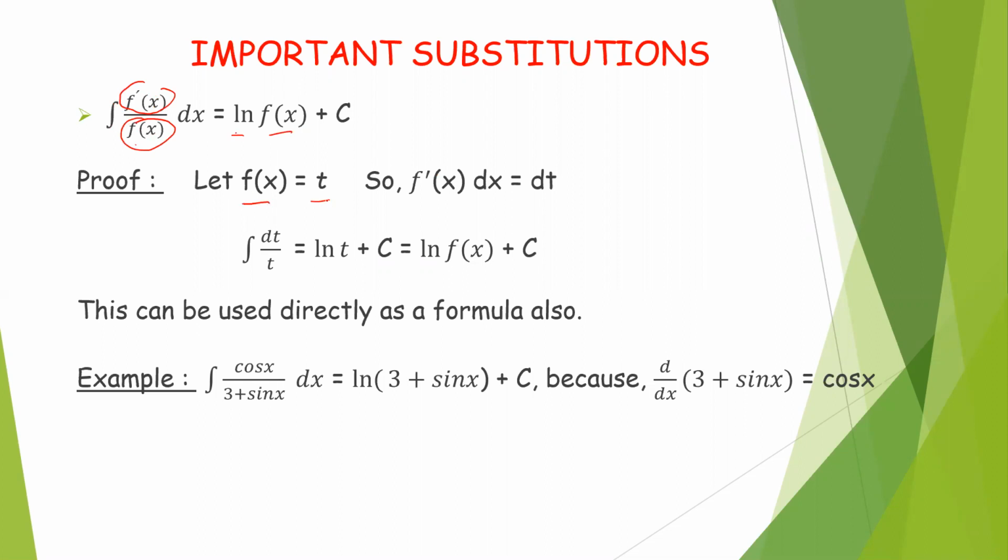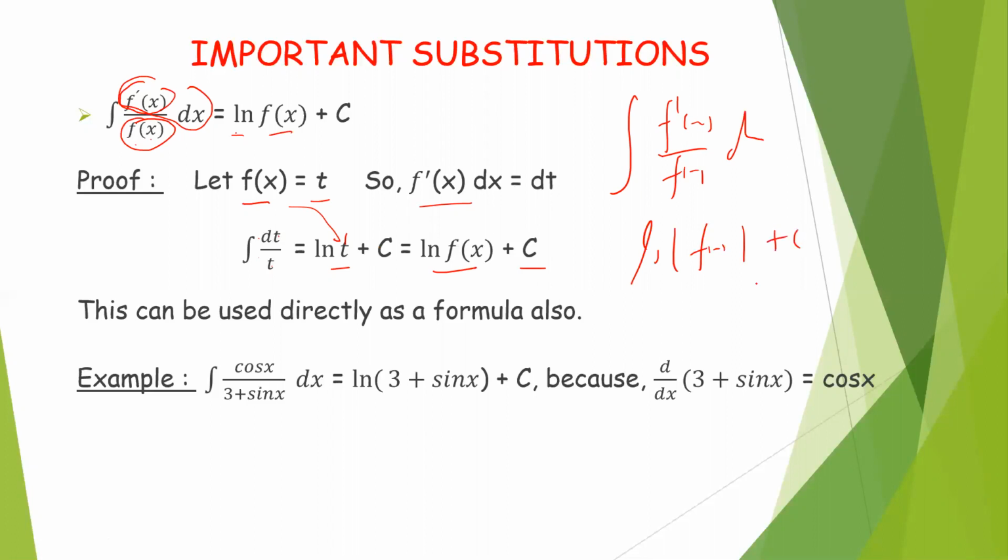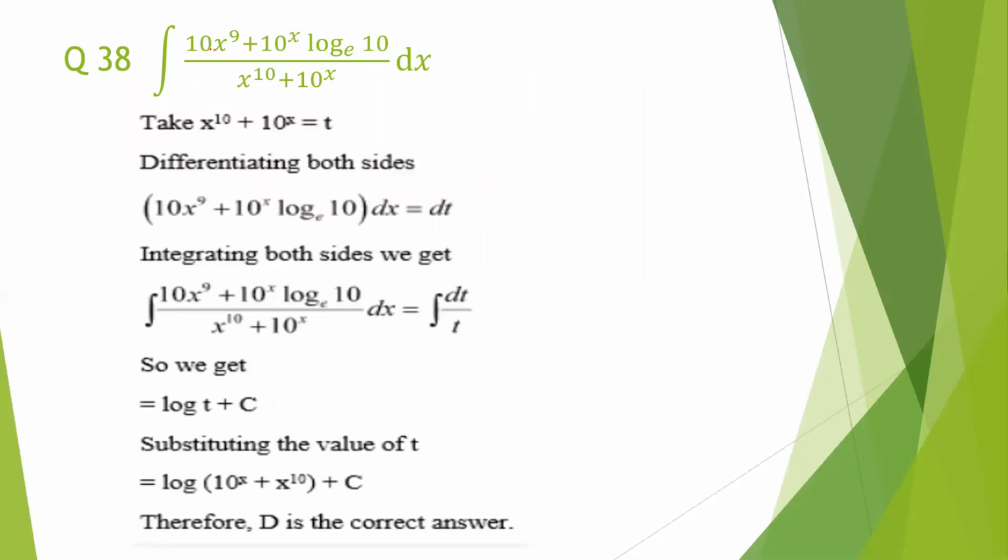Let fx equal to t. Differentiate both sides. So f dash x dx becomes dt, fx is t. And what is the integration of 1 by t? Log t. Put the value of t equal to fx. So it is log fx plus c. In future, we will use this result directly. f dash x upon fx is equal to log of denominator, that means fx. Clear? You can see one example here.